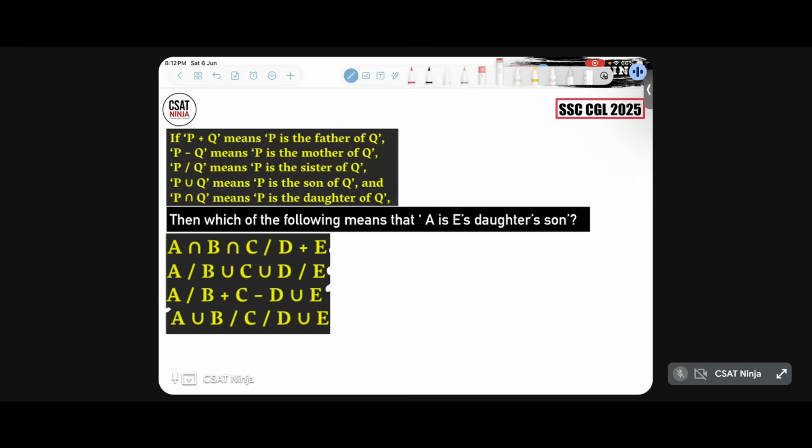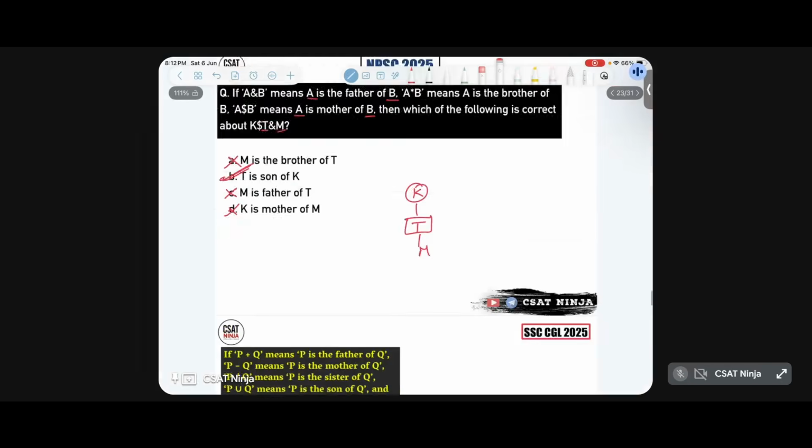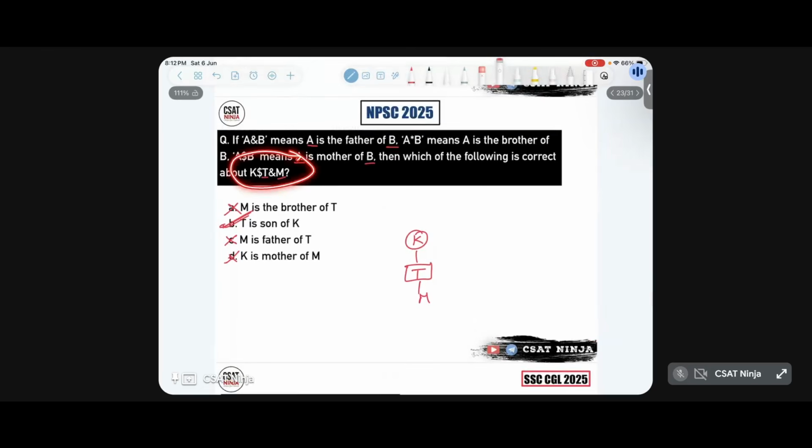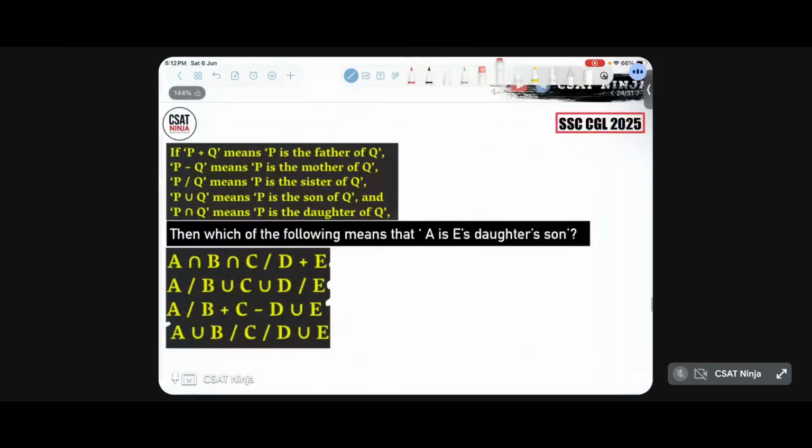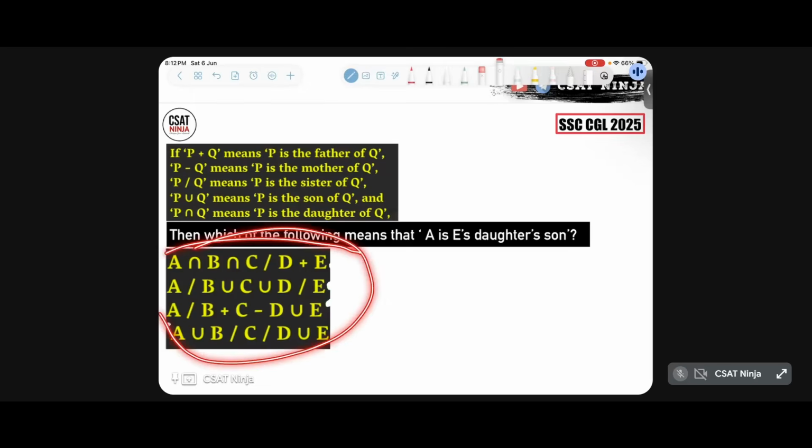Under coded blood relation, there are two types of questions that can be asked. One type is this way: the question is given with coding, and after that, you have to choose in your options. The other way around is this one. This is a higher level question, so to say. In your options, you'll be given coding, but the statements of the question will be in your question.